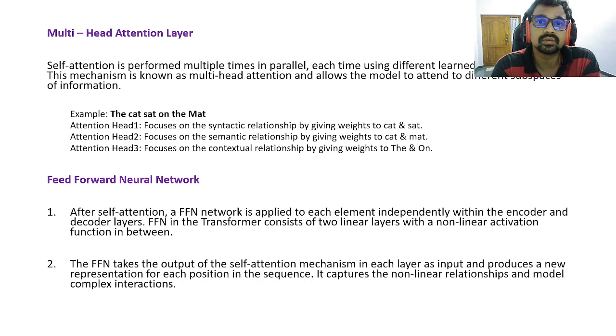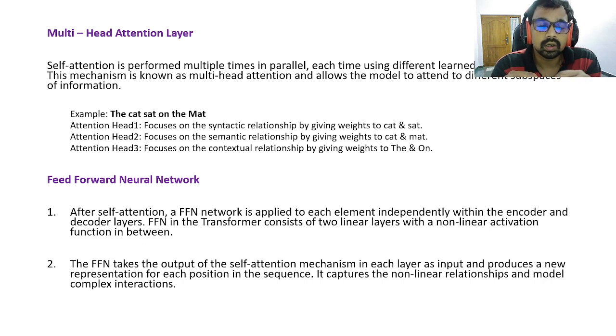So in order to capture the different aspects of the same sequence, we are executing the self-attention layers in parallel, which forms a multi-head attention layer. Okay, the next is a feed-forward neural network. The output of this self-attention is given to a feed-forward neural network. A feed-forward neural network is nothing but two linear layers with one non-linear activation function in between them.